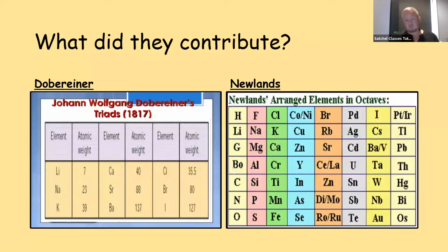On the left, Döbereiner's triads are present, so you've got the elements lithium, sodium, potassium. You can see their atomic weights as they were known, 7, 23, and 39. You've got calcium, strontium, and barium with 40, 88, and 137. And then chlorine, bromine, and iodine with 35.5, 80, and 127. Newlands arranged elements in octaves on the right-hand side, and you can see a kind of structure forming, this idea of putting the elements into an arrangement based on what they knew about them at the time.